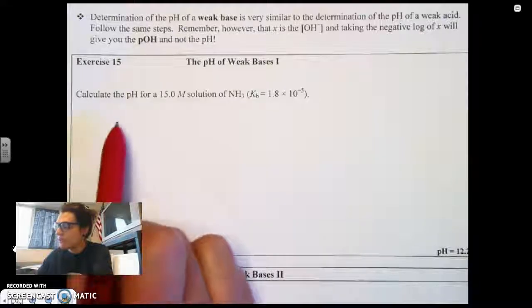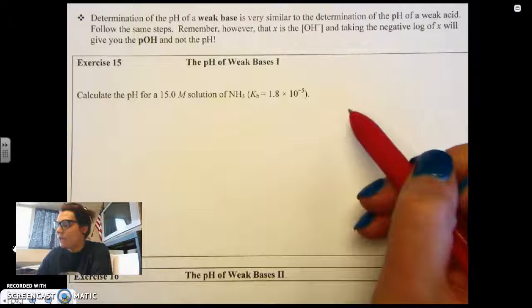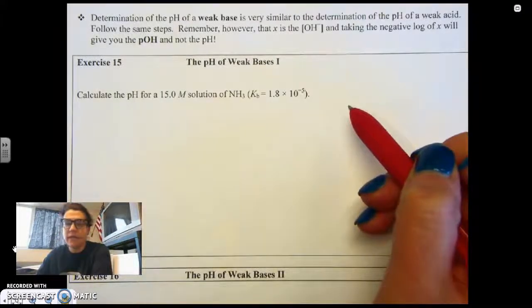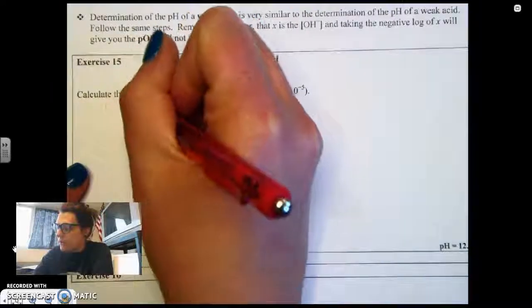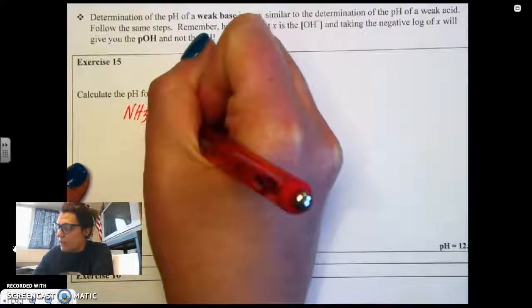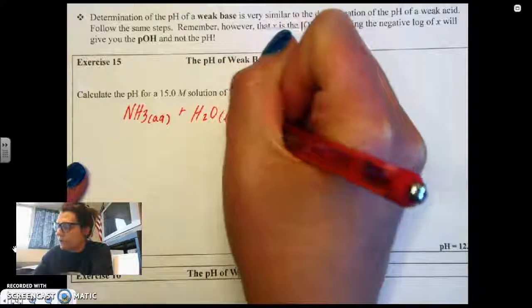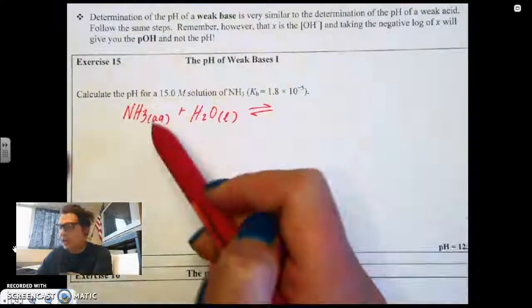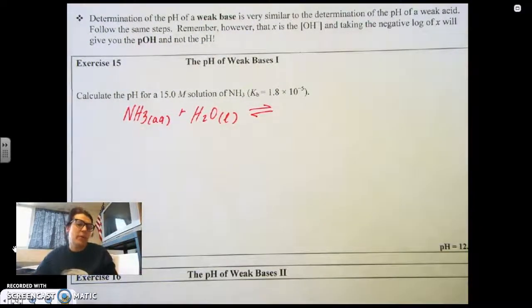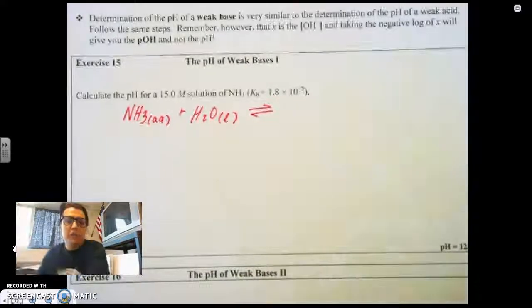So it says calculate the pH for a 15 molar solution of ammonia if it has a Kb of 1.8 times 10 to the negative fifth. So like always, we're going to write our chemical reaction, okay? And so like I said, we have to add water as one of our reactants because we need something for that NH3 to accept a proton from. So it's going to accept a proton from water, okay?